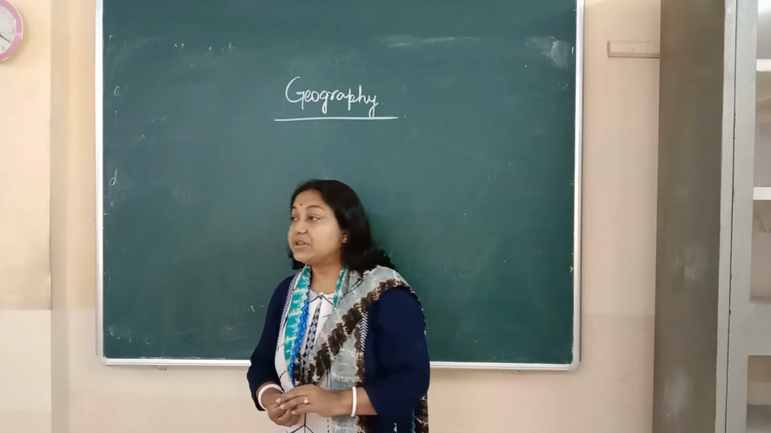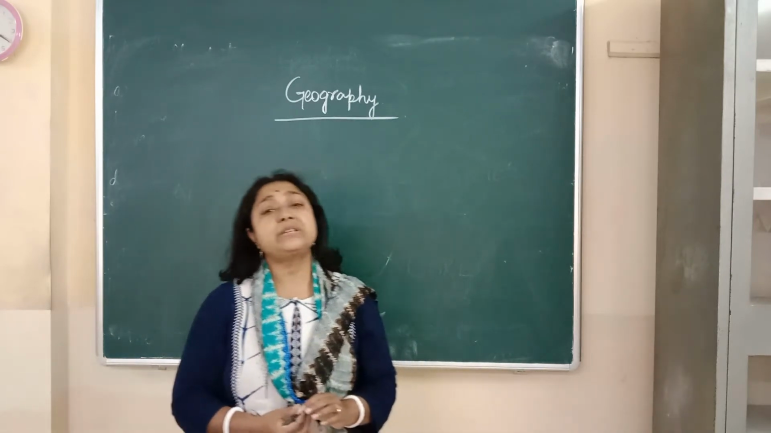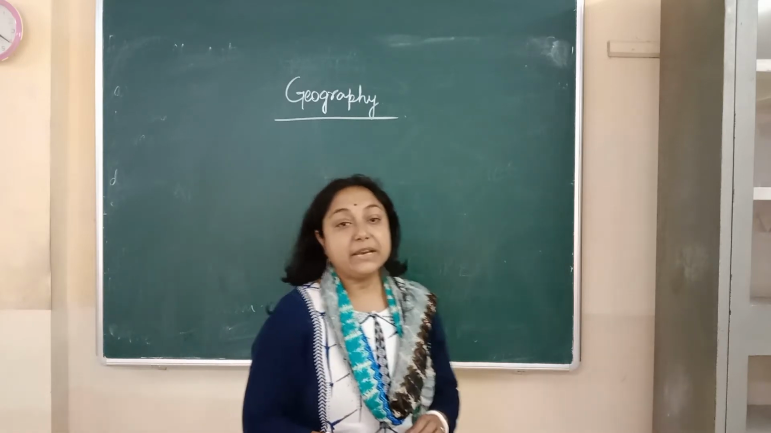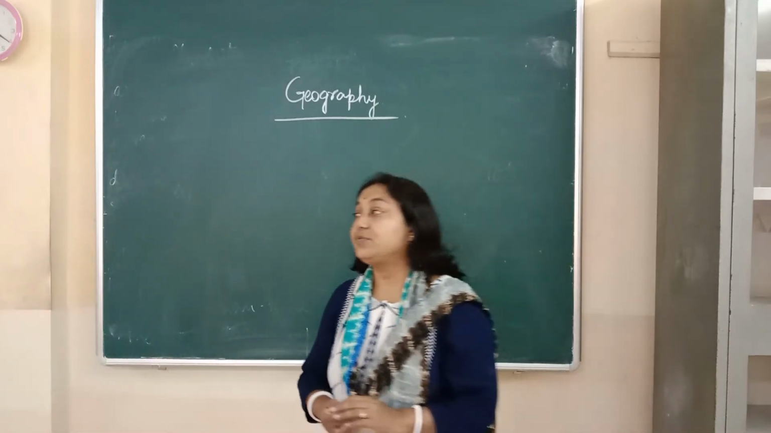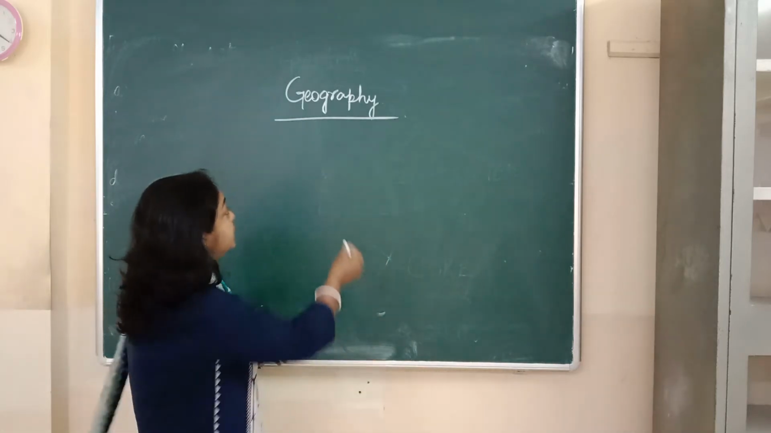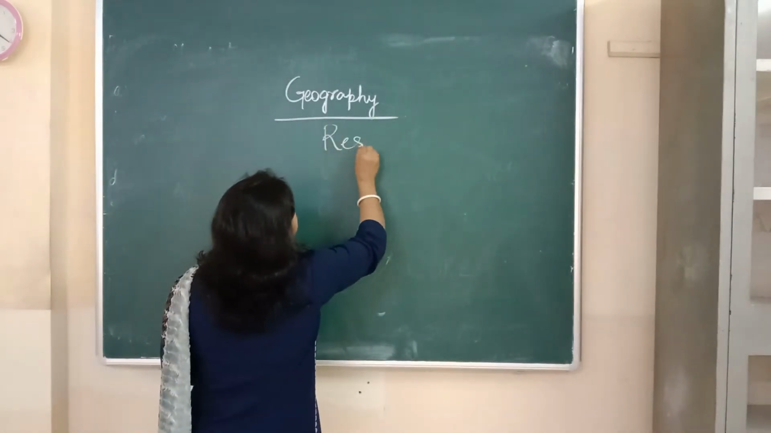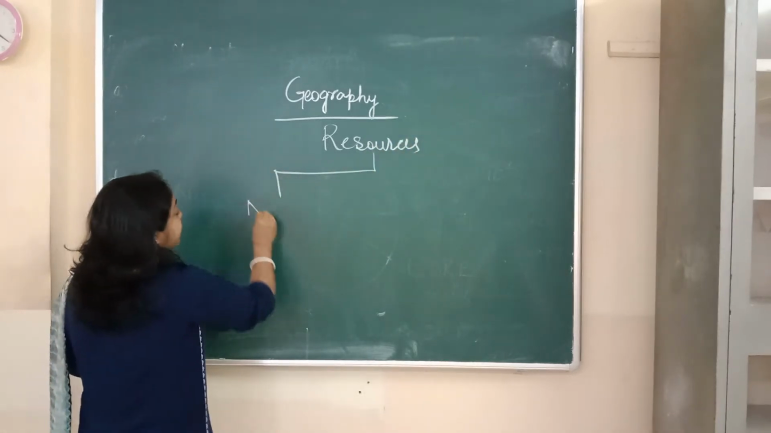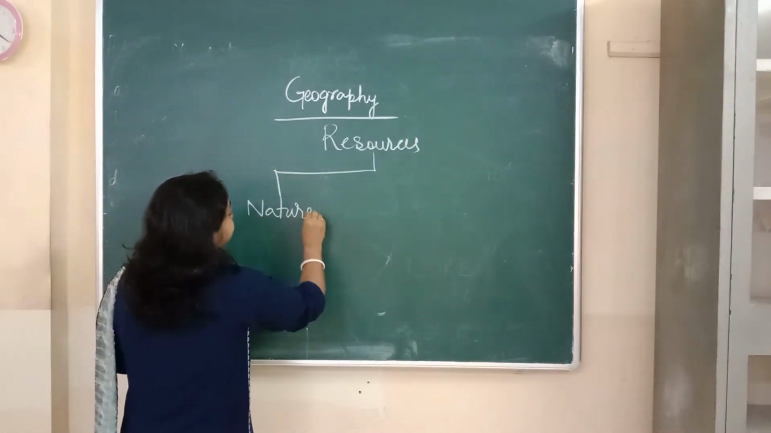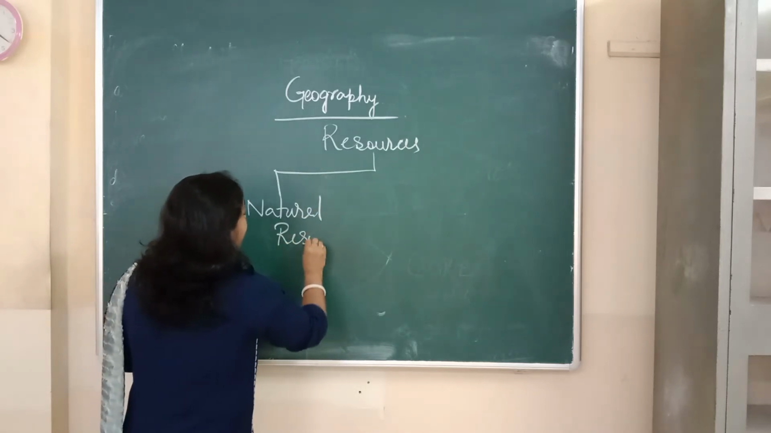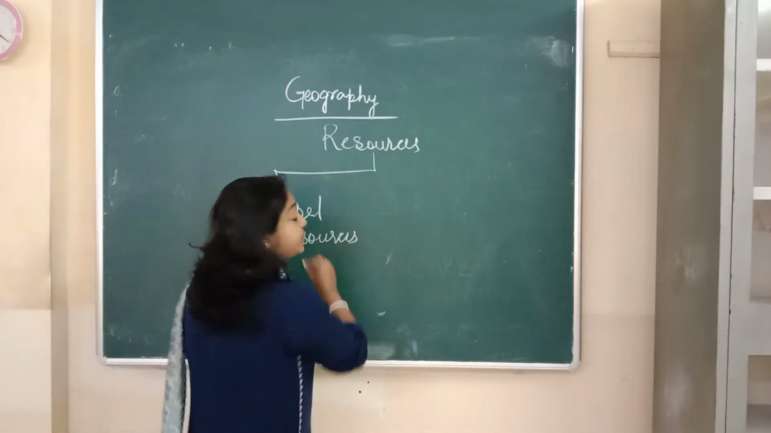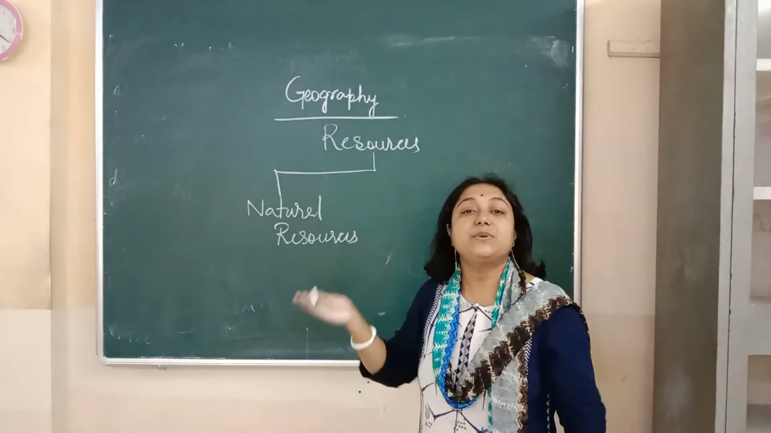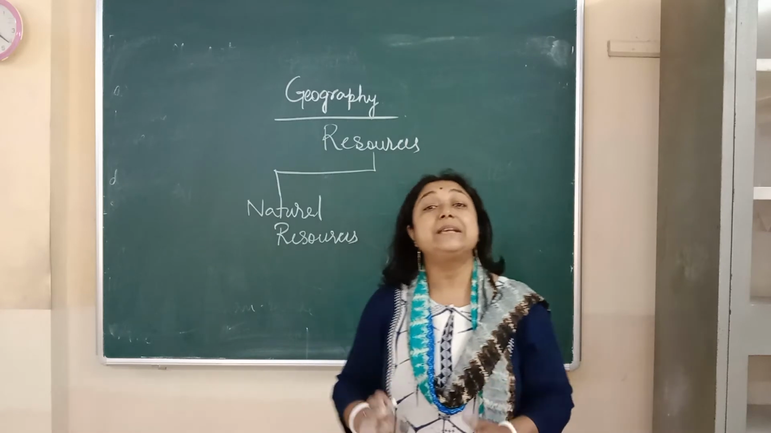Now resources can be classified into types. Resources can be classified into two types, rather three types. In your book it is three types. Natural resources. Now what are natural resources? Resources which are available in the environment are known as natural resources.